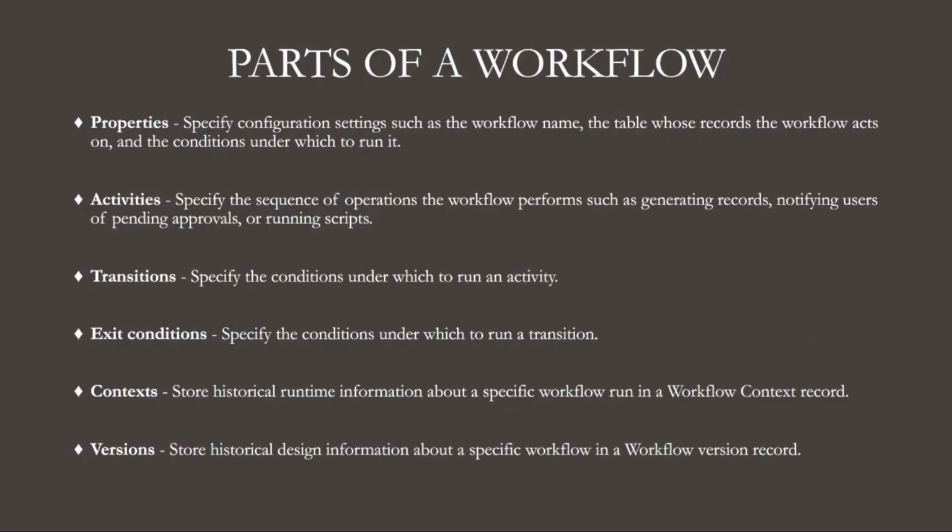Okay, so let's move further. Parts of a workflow. A workflow generally contains properties, activities, transitions, exit conditions, context, and versions. In properties, we can define configuration settings such as the workflow name, the table whose records the workflow acts on, and the condition under which to run it. Activities specify the sequence of operations the workflow performs, such as generating records, notifying users of pending approvals, or running scripts.